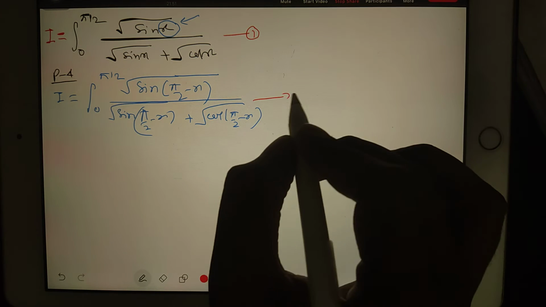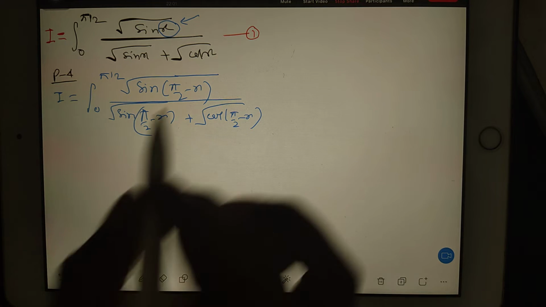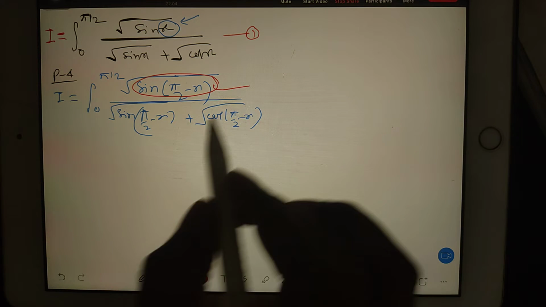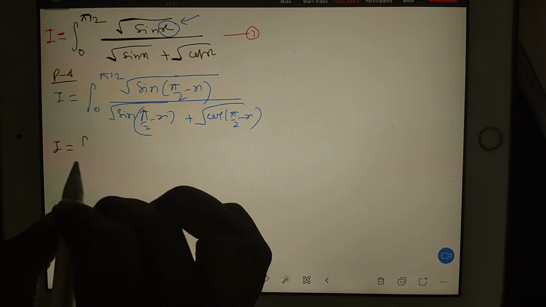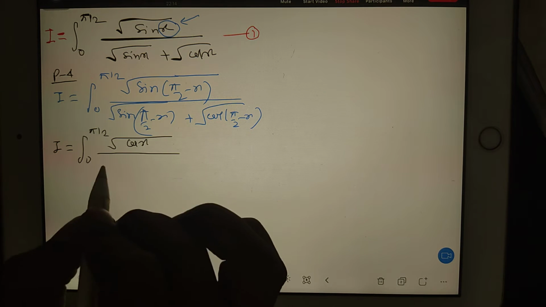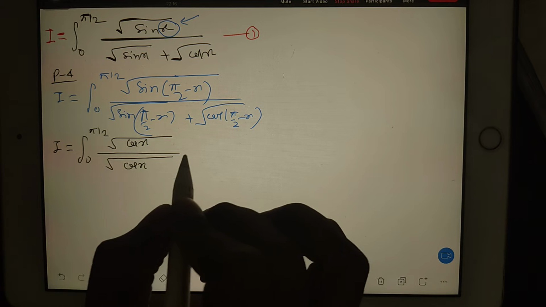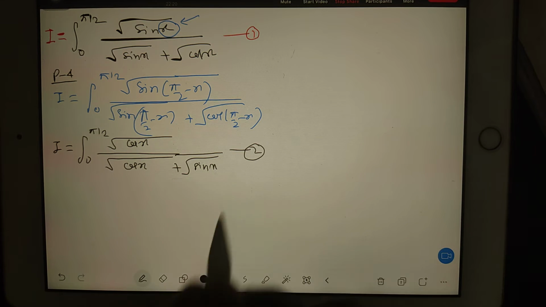Then you see this is your equation 2, but no, that is not your equation 2. Solve one more time, after that you go for equation 2. How will you solve one more time? Using the same concept of trigonometry, sine of pi by 2 minus theta is cos theta and cos of pi by 2 minus theta is sine theta. So using that concept I will change this equation to the integral from 0 to pi by 2 of under root cos x divided by under root cos x plus under root sine x, right? This you put as equation 2.